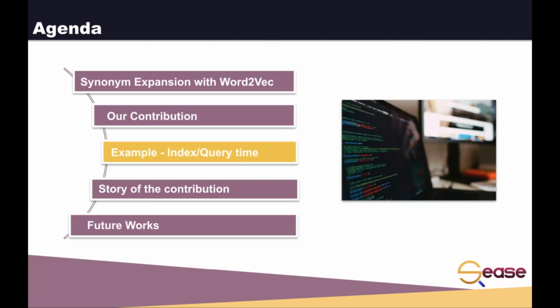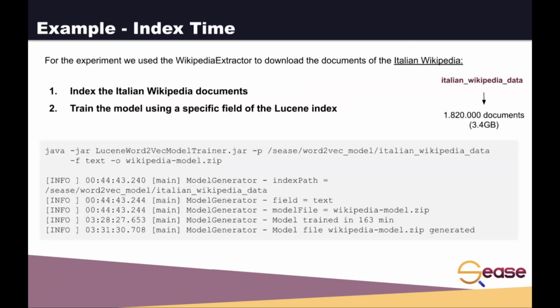Let's quickly see some examples. Just how do we use it? We want to get synonyms in Italian. We didn't have a model, so we generated it. We downloaded all the Wikipedia pages in Italian. There were about 3.4 gigabytes of data, almost 2 million documents.